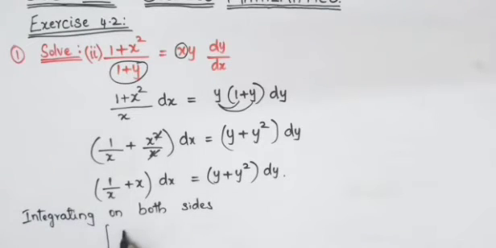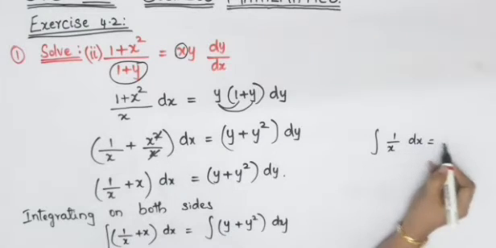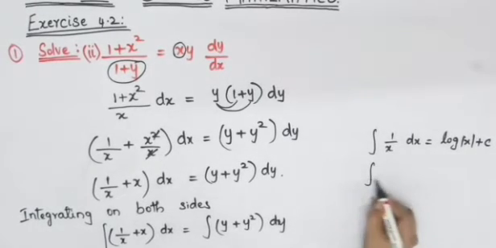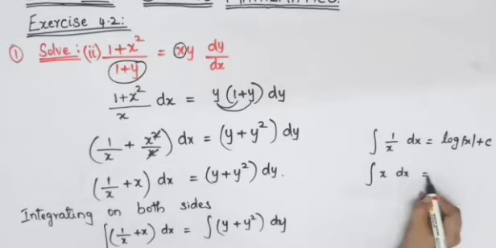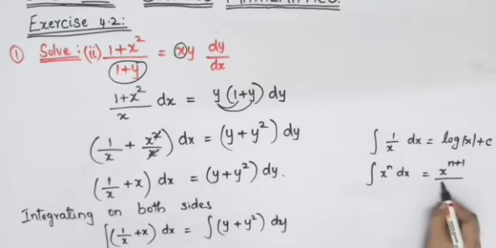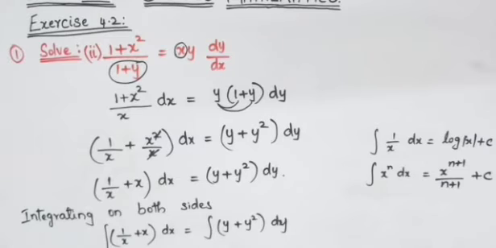So the integral of (1/x + x) dx is equal to the integral of (y + y²) dy. The integral of 1/x dx is equal to log x + c. Next, the integral of xⁿ dx is equal to xⁿ⁺¹ divided by n + 1. This is the basic integration formula, so using it you can do this integration.